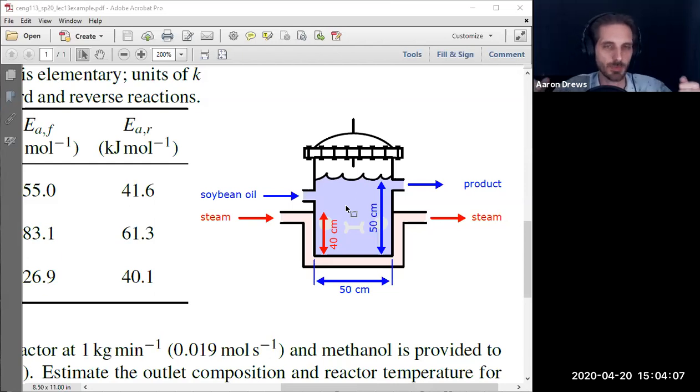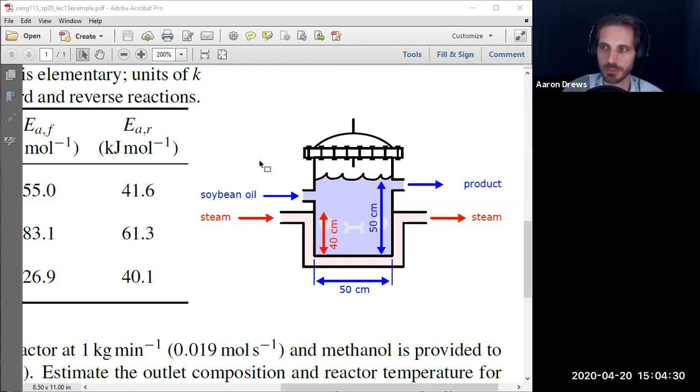You can kind of imagine putting a bucket inside of another bucket. You can't get that first bucket all the way down inside the second bucket. And so the steam that's running around the outside of the reactor doesn't actually go all the way up the reactor. I've noted that by the 40 centimeter mark. And then the actual liquid level inside of the tank itself is at 50 centimeters.